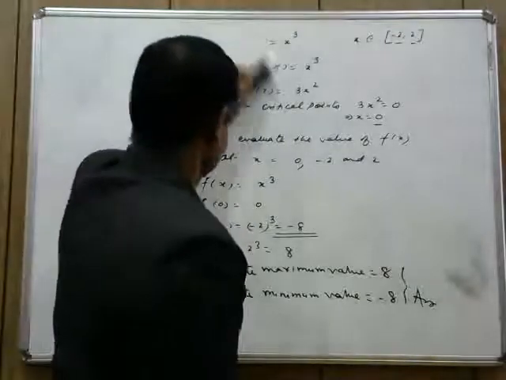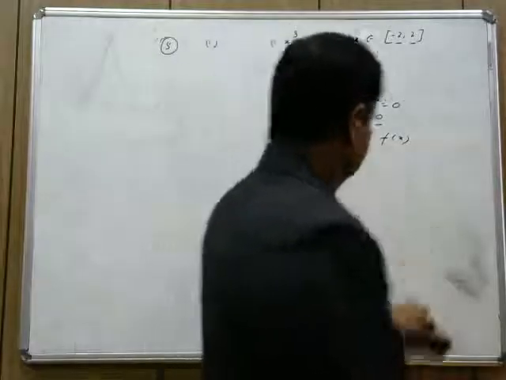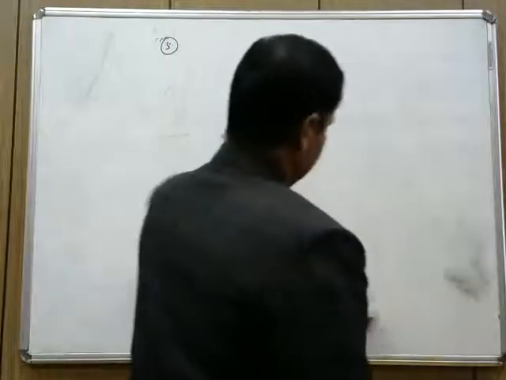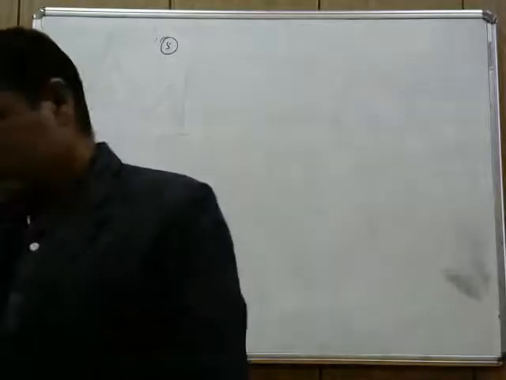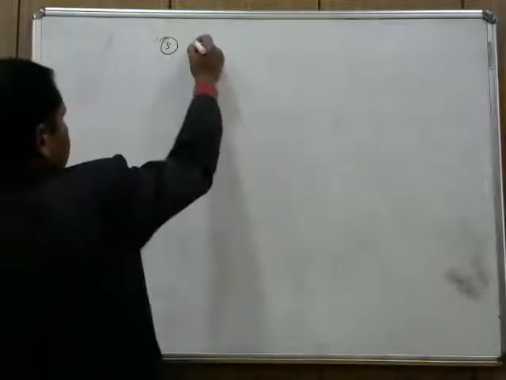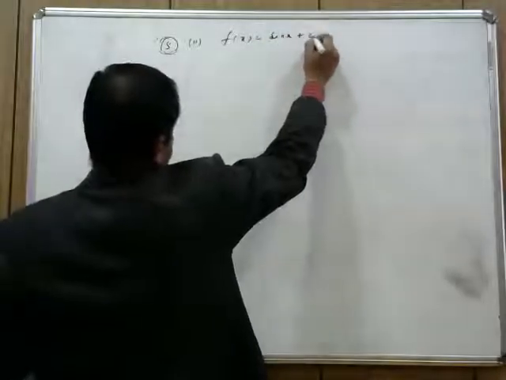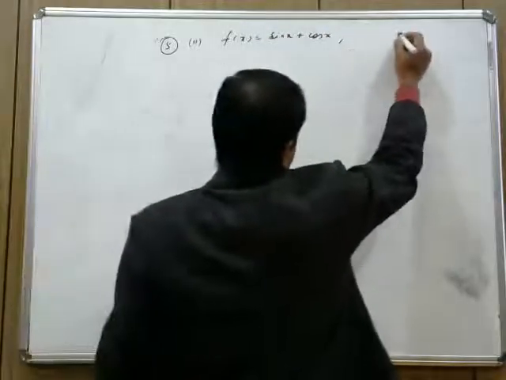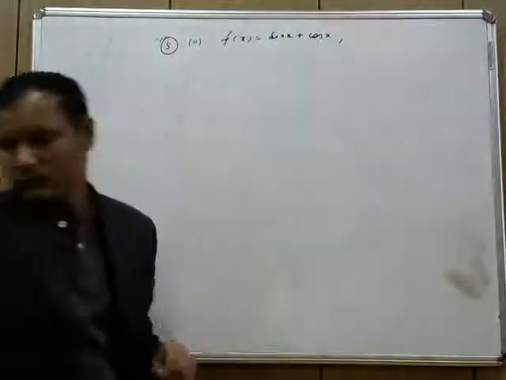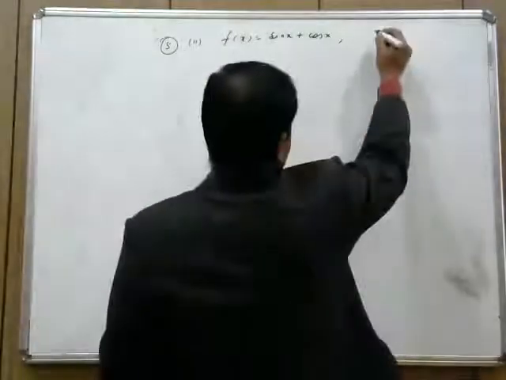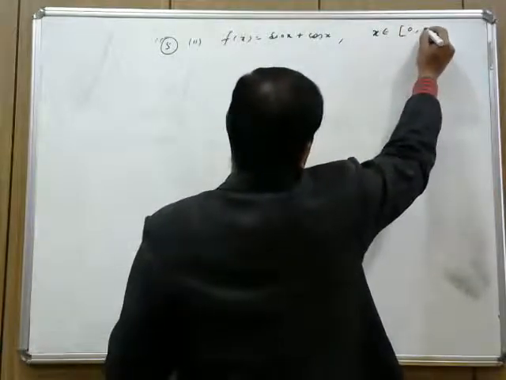Right? Now the second part. In the second part we have f of x is equal to sin x plus cos x, and the interval is given as 0 to pi. Yes, x belongs to 0 to pi.